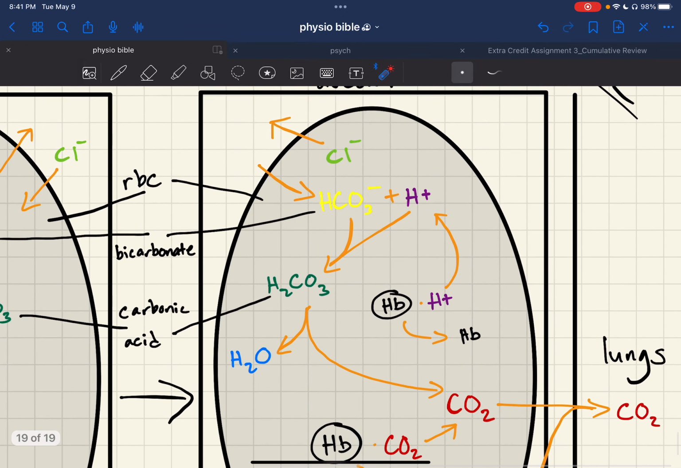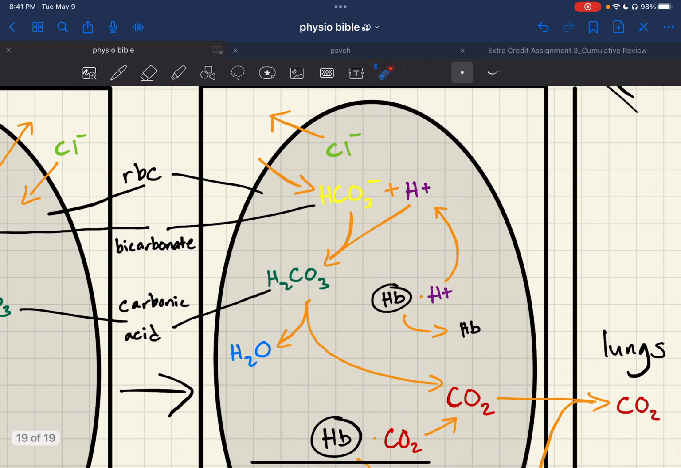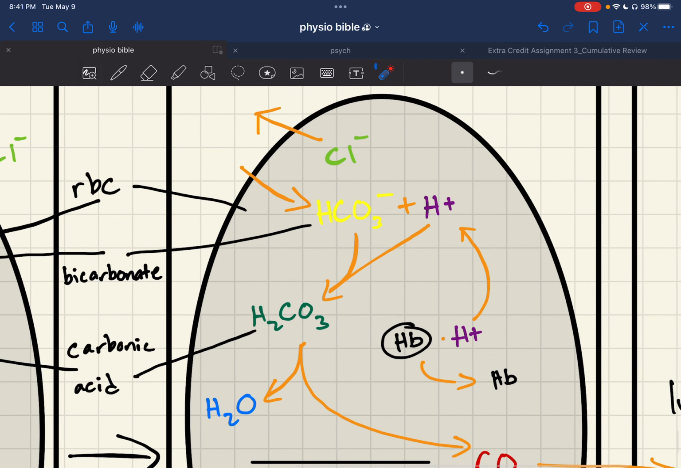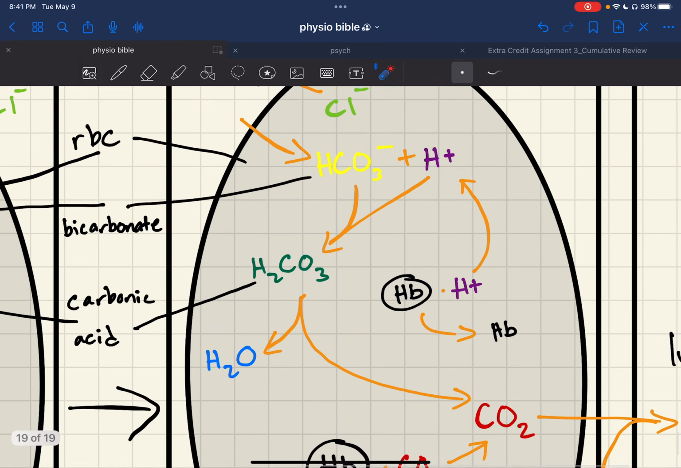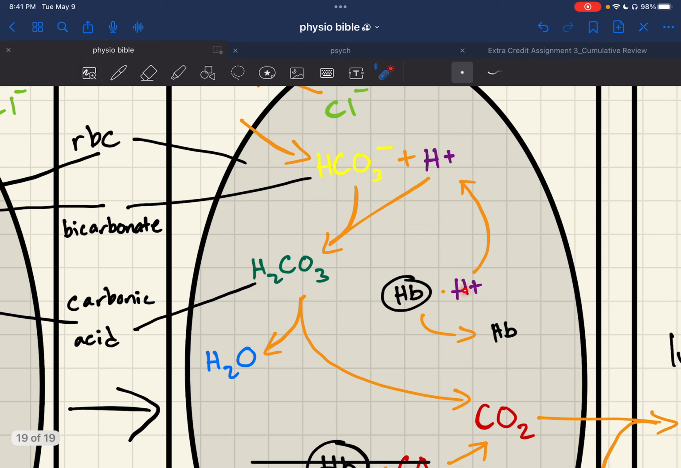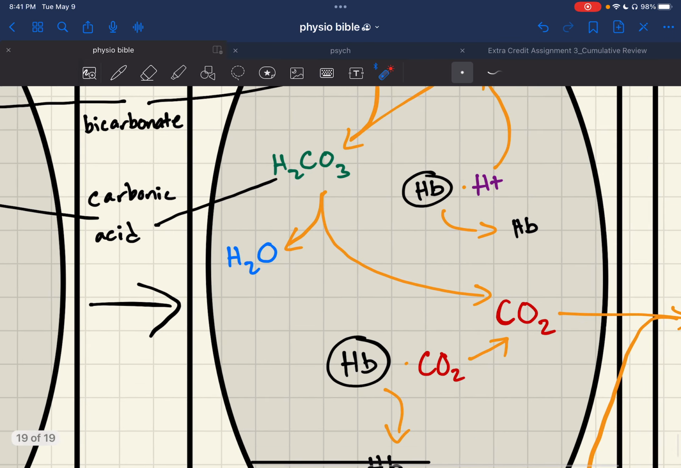We have the reverse chloride shift, which is the same thing but in the opposite direction. So the chlorine that was inside the red blood cell enters the plasma. The bicarbonate that was in the plasma enters the red blood cell. The hydrogen ion that was with the hemoglobin dissociates, and this hydrogen ion combines with the bicarbonate to form our carbonic acid again.